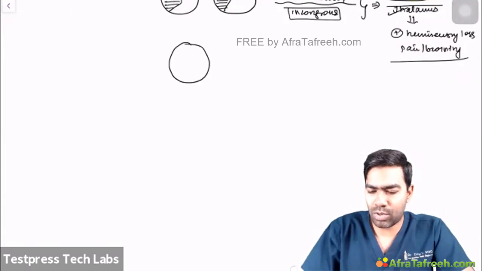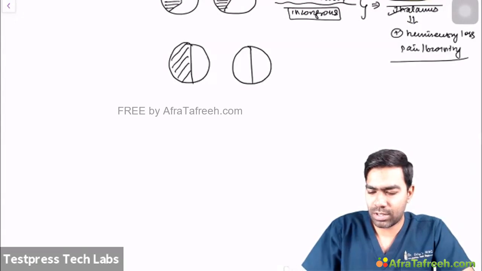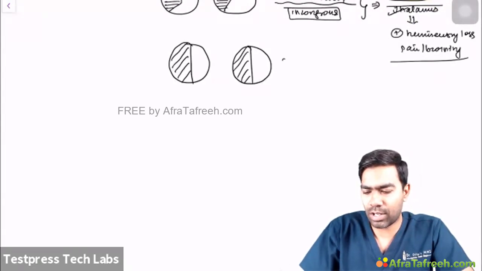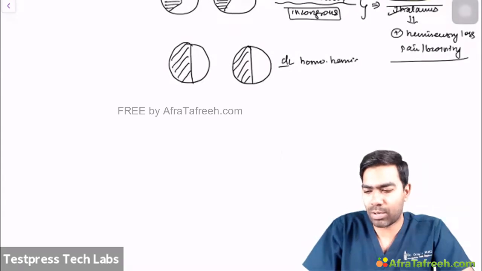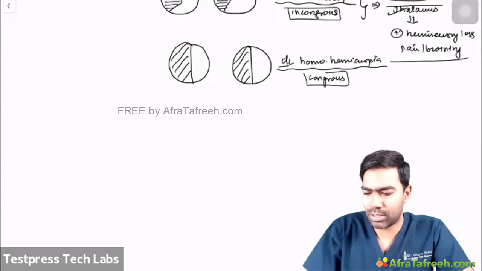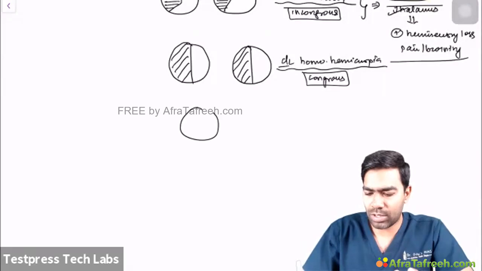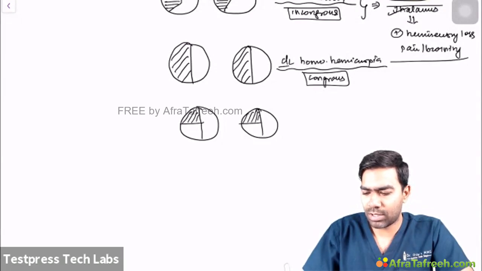Or if you get a congruous lesion like this, you're going to get a contralateral homonymous hemianopia, which means it's going to happen only on one side, but you are having a congruous lesion, which means equal lesions. Even this is a congruous lesion only. And congruous just means it's an equal lesion.